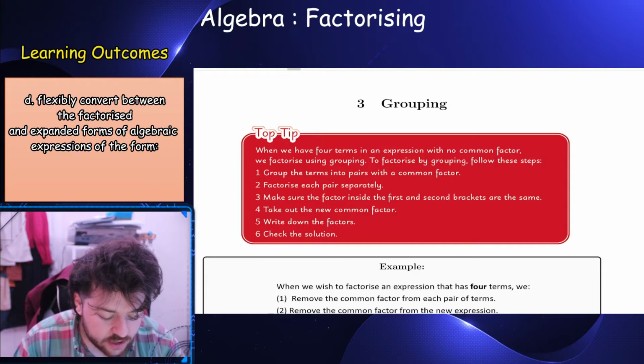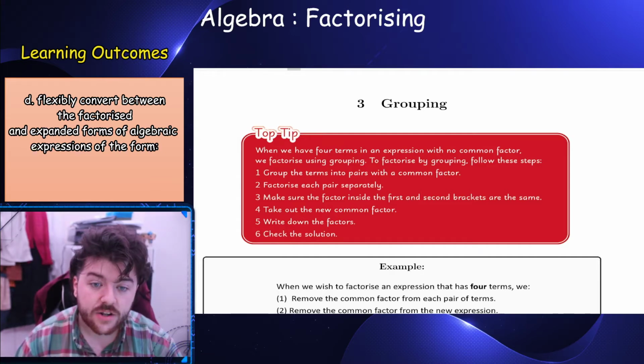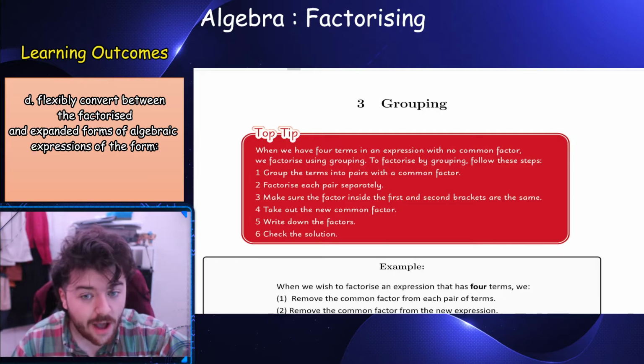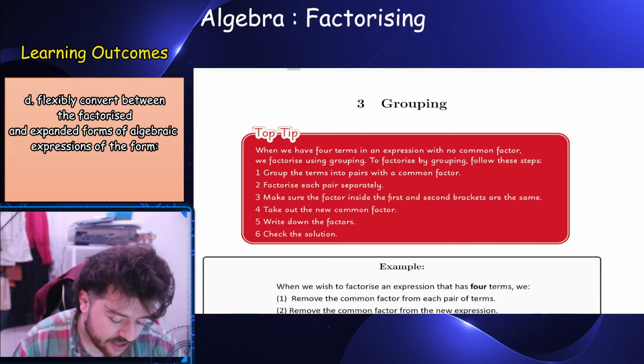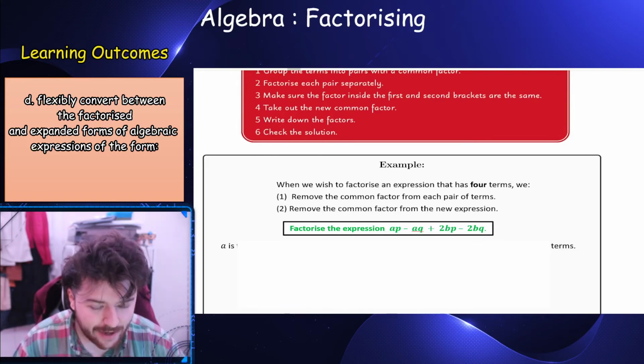So what we do is first, we group the terms into pairs with a common factor. We factorize each pair separately. We make sure the factor inside the first and second brackets are the same. We take out then a new common factor. We write down the factors and check the solution. So again, well and good me just saying it. Let's put it in practice.